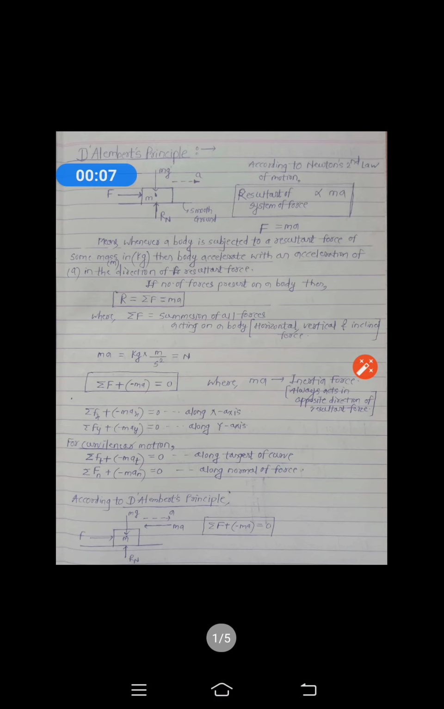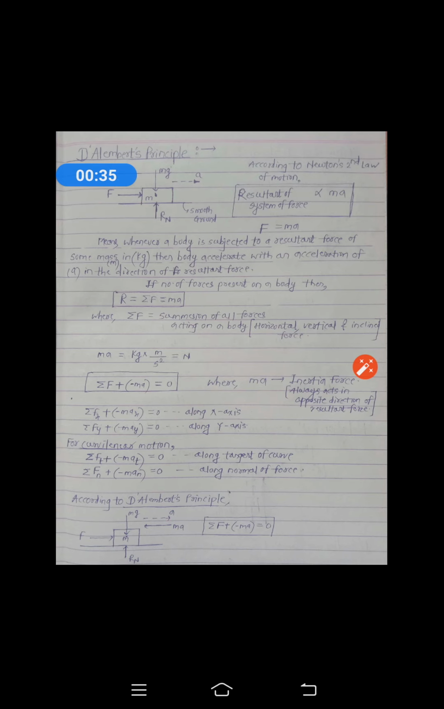Hello friends, today we will start the next topic of kinematics of particle, that is D'Alembert's principle. As we know, in the last lecture we discussed Newton's second law of motion. So students, quickly revise that Newton's second law of motion.